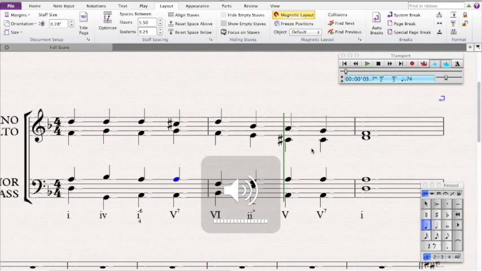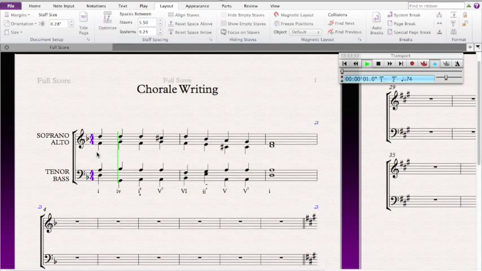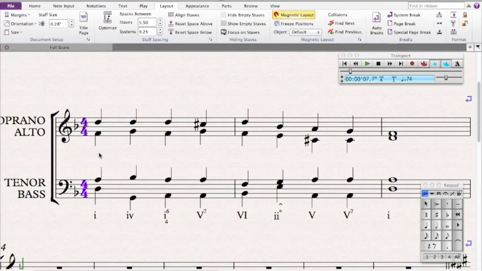Anyway, let's check out what we have. Cool. So this is just one solution. There might be a better one, but this is correct.